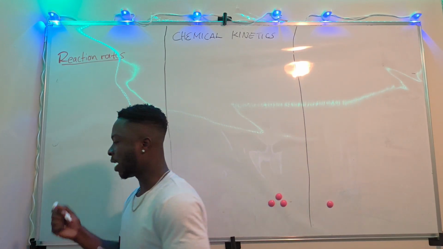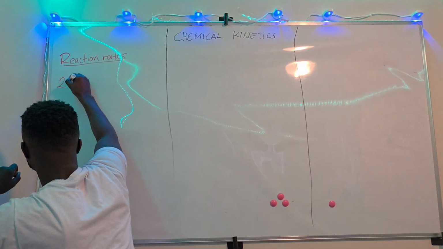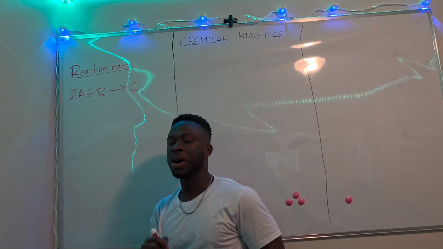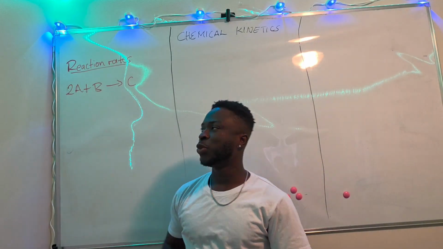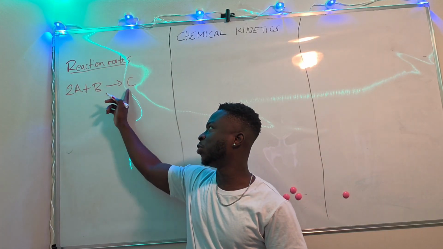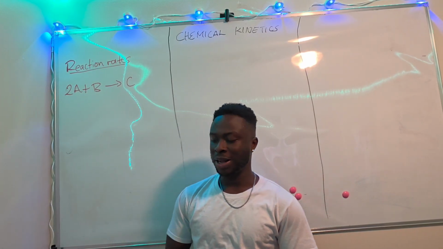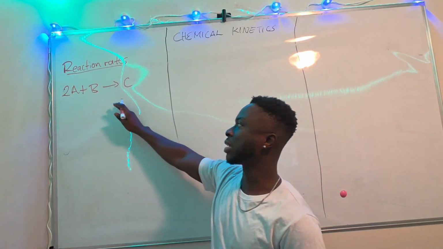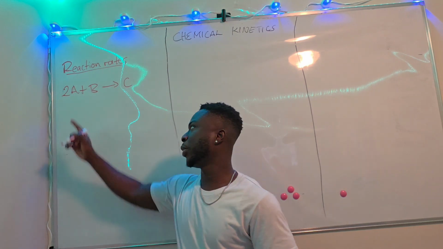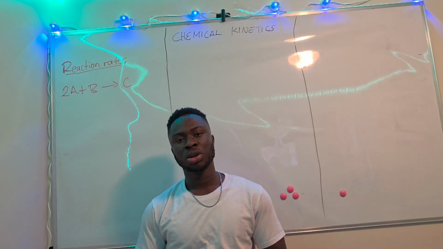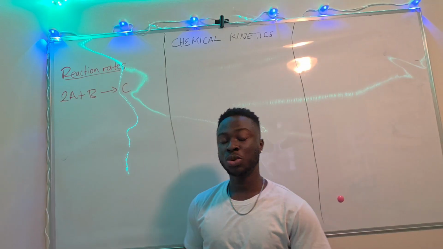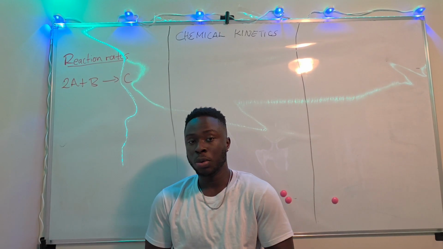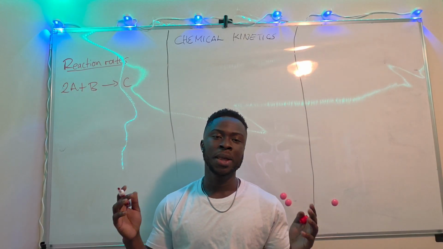So let's consider a generic reaction. If we have this generic reaction 2A plus B giving us C, right off the bat we can say that 2 moles of A combine with 1 mole of B to form 1 mole of C. But for us to write the rate of reaction, first we need to know the rate at which each reactant is consumed, right? So the rate at which each reactant is consumed is basically the concentration of the reactants in mole per decimeter cube or mole per liter over the time taken.